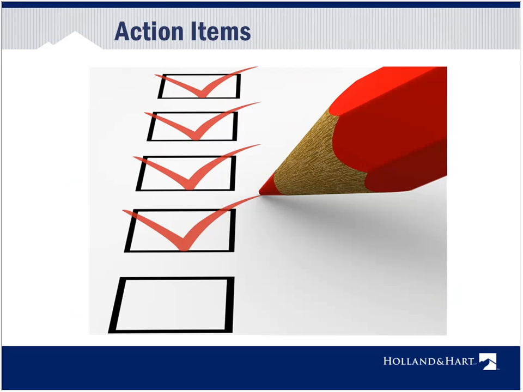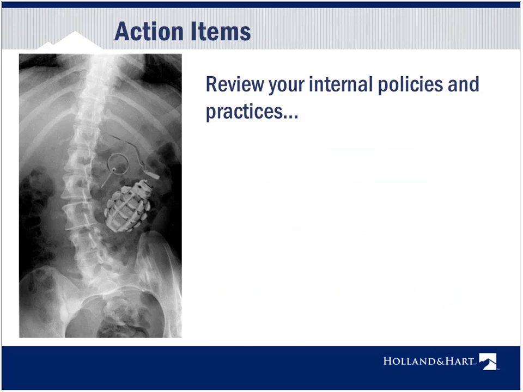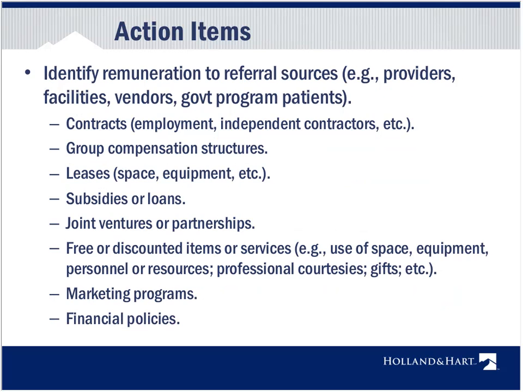All right, in my final minute, I'm just going to touch base briefly about some action items. Well, we've talked a lot about this stuff today. You may want to go back there and review your internal policies and practices to make sure that you are compliant with these federal regulations. Among other things, you're going to want to identify remuneration that you're giving or receiving to or from referral sources. That could be providers, facilities, vendors, government program patients, and the like.